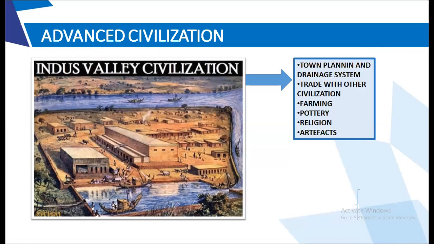It also conducted trade with other civilizations. Farming was also done by these ancient people. Pottery making, religion, they believed in nature and they worshipped Shiva. These were the evidences which have been procured. Many artifacts and remains of various toys, ornaments, jewelry, etc. have been discovered during the excavation done in 1921.